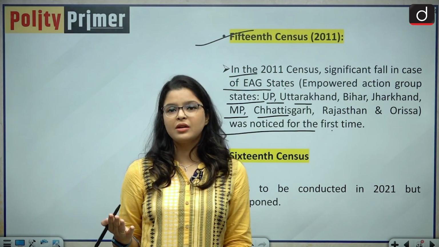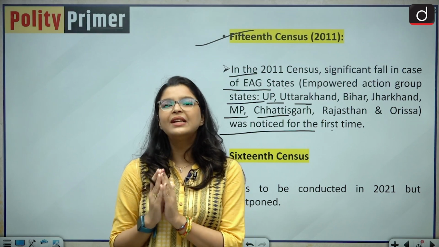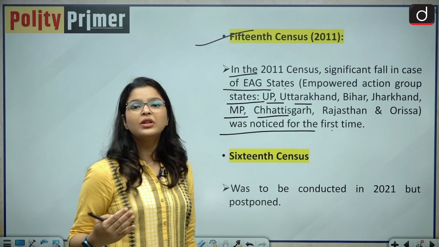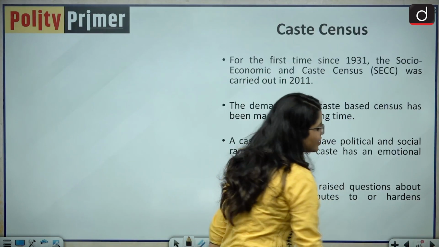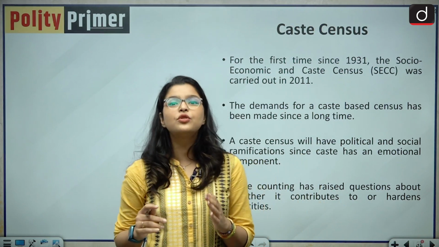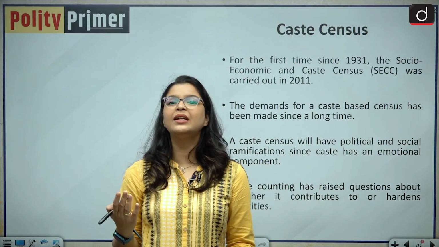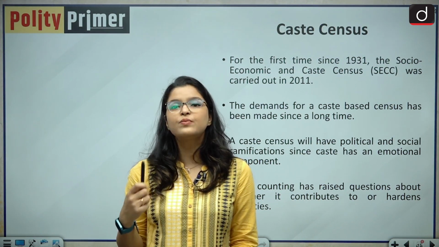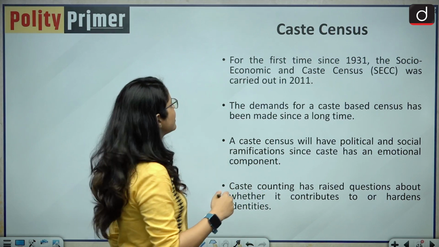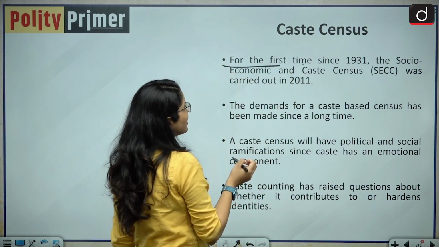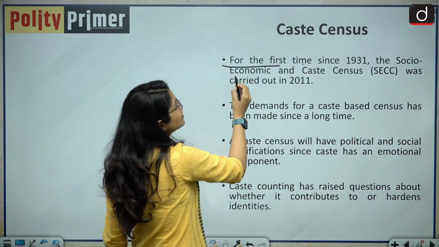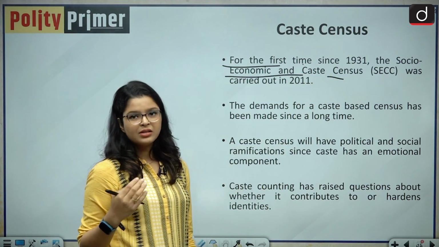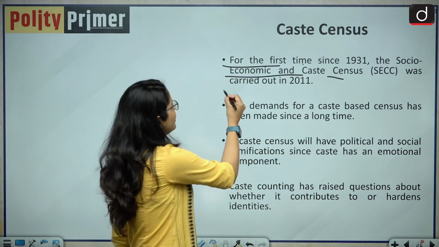So for all of these purposes, the census is the need of the hour. And if I talk about the caste census, which is in the news recently, it is a highly debated demand among the opposition that the government should conduct a caste-based census. This was conducted for the first time in 1931, and the Socio-Economic and Caste Census was the name, and it was carried out a second time in 2011.